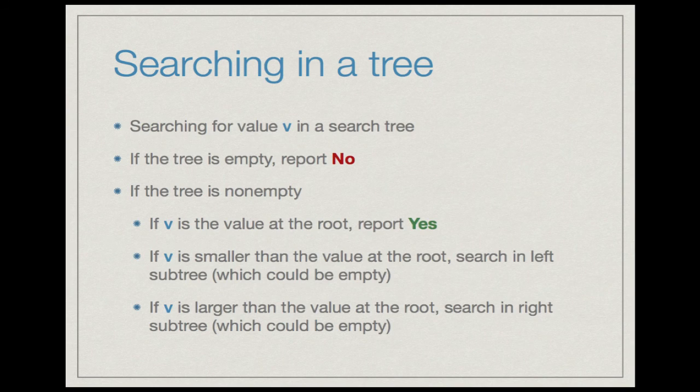So here is the strategy for searching for an element in a tree. We are searching for a value v in a search tree. If the tree is empty, we report no. If the tree is non-empty, then we do a case analysis. If v is equal to the value at the root, we report yes. If v is smaller than the value at the root, we search in the left subtree, which could be empty, in which case we would report no. If v is larger than the value at the root, we search in the right subtree. Again, this could be empty, in which case we would report no.